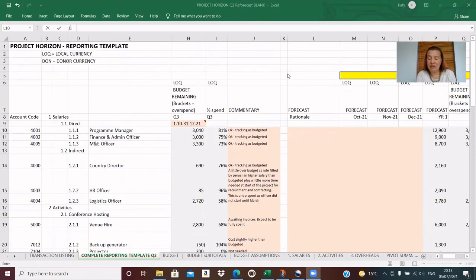So now we're going to do a practical example of a reforecast and a reallocation, but we'll do that in a separate video.